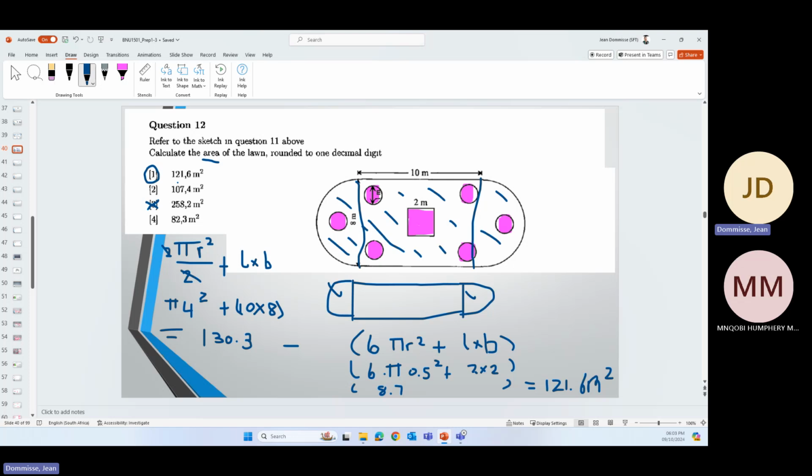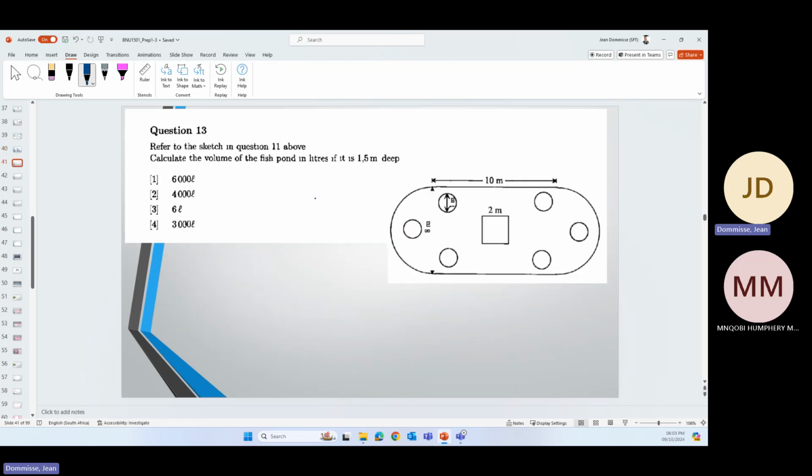And again, they do love asking the semicircle, and we have now seen it in the perimeter and the area. So then naturally the third question is around volume. And this time again, they used this to do the volume, but let's see what component of this. So look at the sketch, calculate the volume of a fish pond in liters if it is 1.5 meters deep.